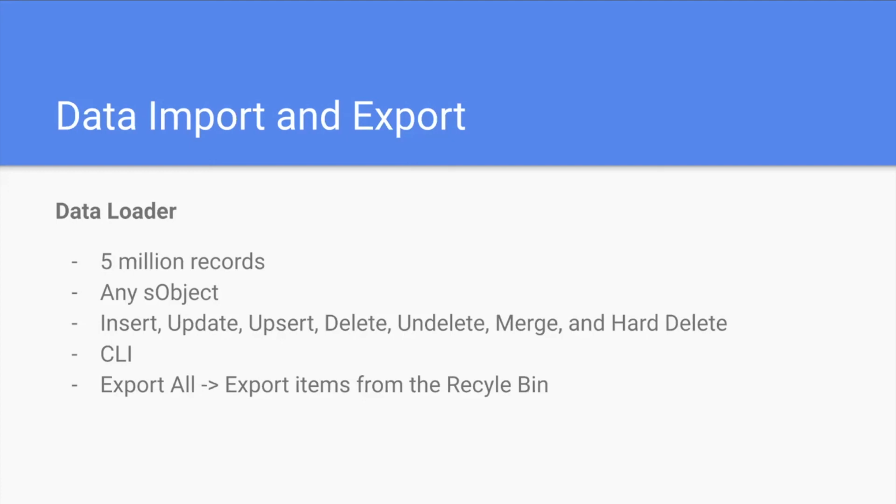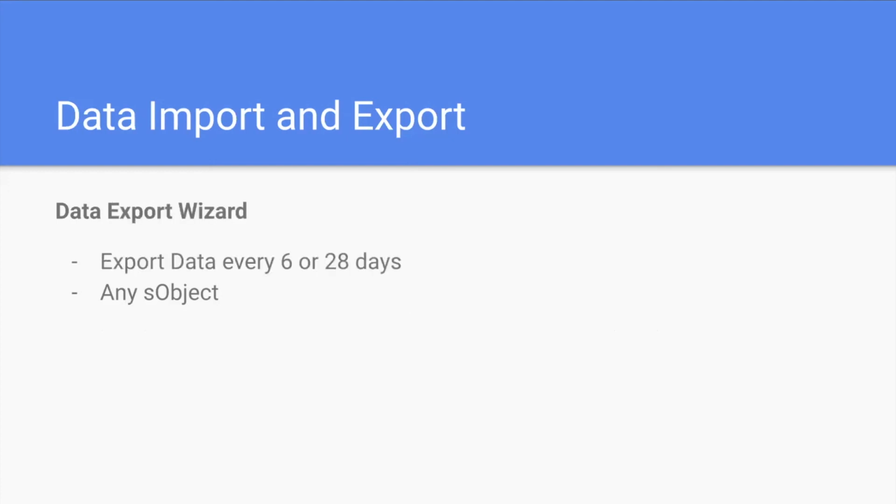Maybe that's too much power for you. Maybe you don't want all that. Maybe you're just a simple guy or gal and you just want to export your data every 6 or 28 days, but you still want the flexibility of being able to export your data in any SObject that you want. That's where the Data Export Wizard comes in handy. And really the best feature of it, the most notable one, is that you can set up these scheduled exports of data on either a weekly or monthly basis.